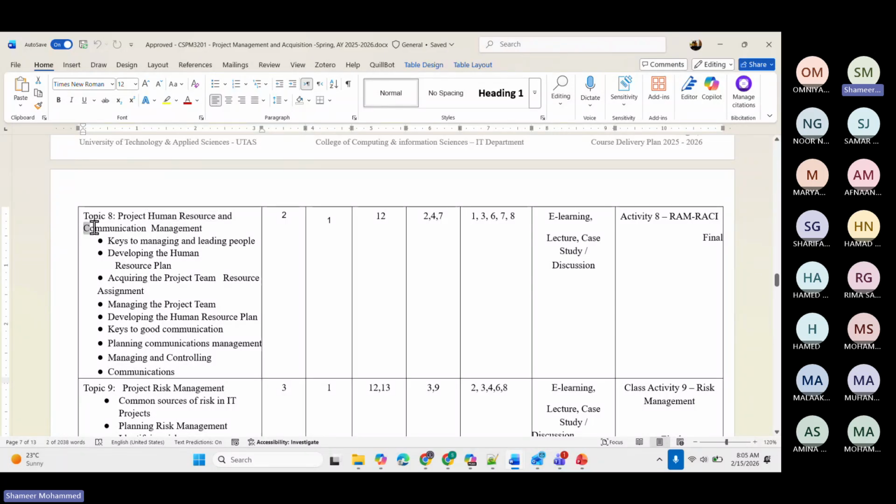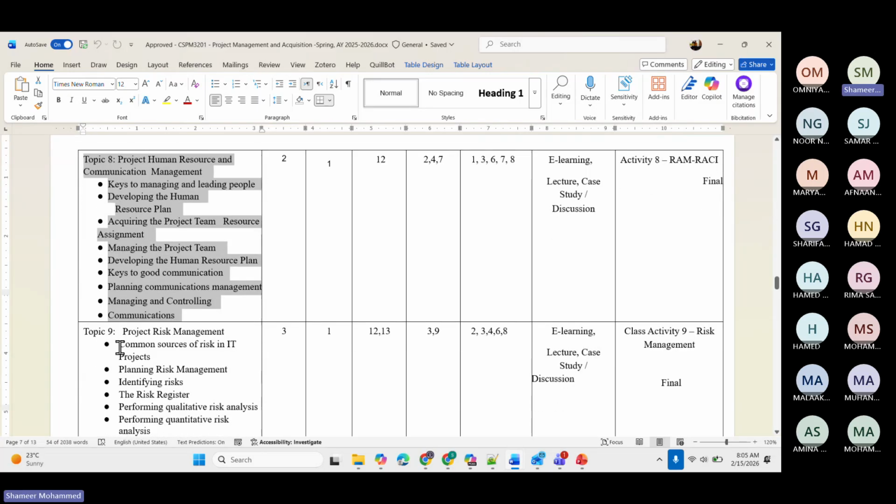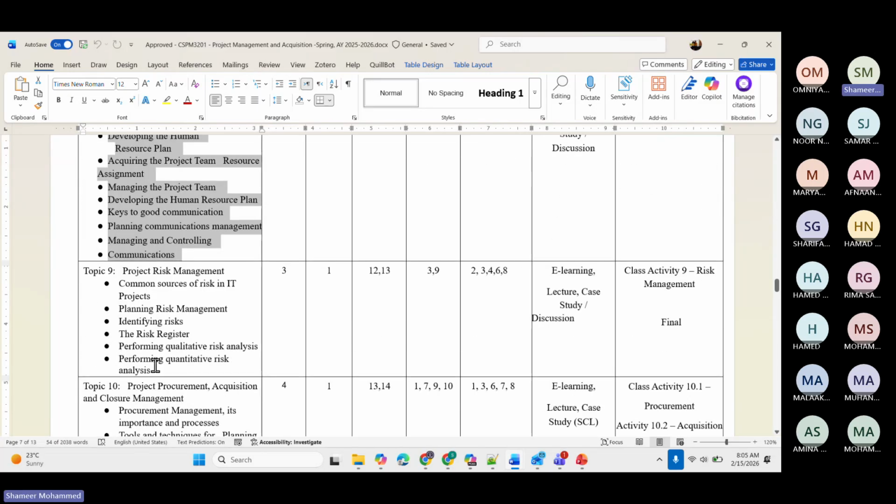Also, another topic is how to manage the communication. That is, what are the tools you are going to use to communicate with the project team members? That concept we will study and learn in lecture 8: human resource management and communication management. Clear? Okay. Next, lecture 9 is about risk management.